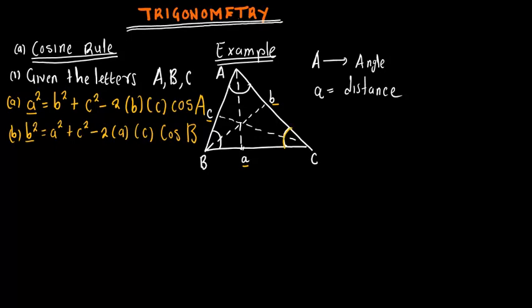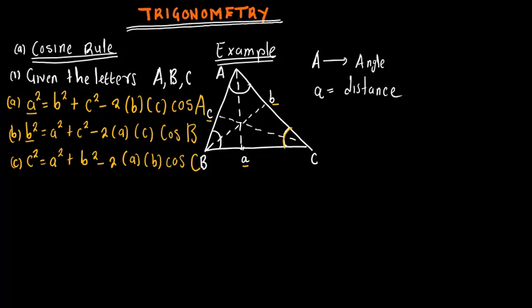Now, I want you to pause this video and try out using C. How is the formula going to be like? Well, I guess we just got it right. It's going to be c squared equal to, so the letters that are remaining are a and b. So this is going to be a squared plus b squared minus 2, I repeat the same letters, ab, cosine big letter C. So the cosine rule applies under this particular concept.